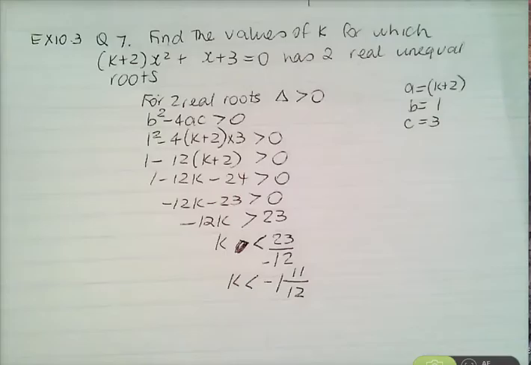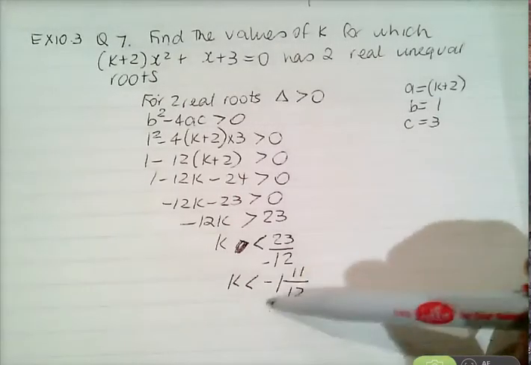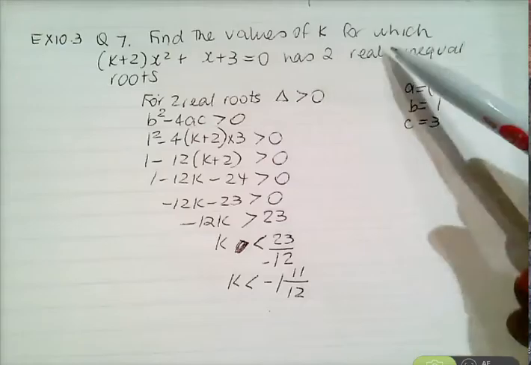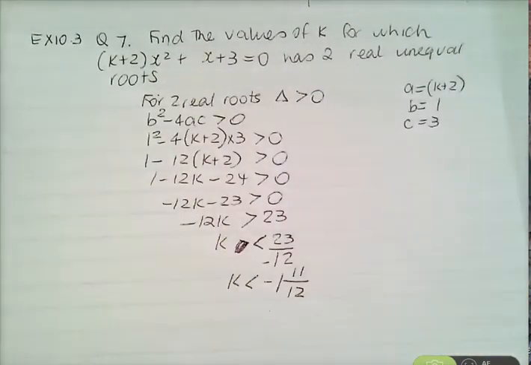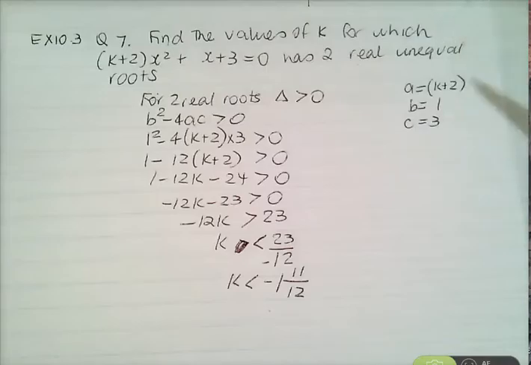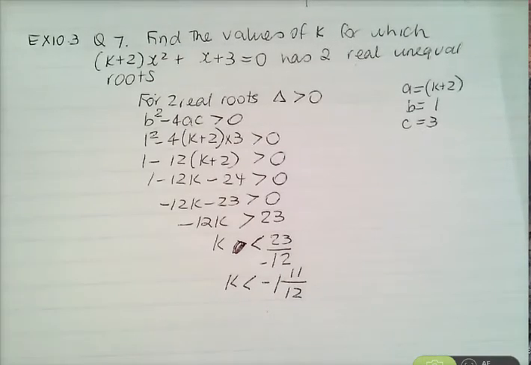So if I get a value of k that is less than -1 and 11/12, then my equation up here will have 2 real unequal roots. For example, if I chose something like k is -2, I should have 2 real unequal roots. Or k is -3, or k is -5. But if I chose something like k is 0, I will not have 2 real unequal roots. Okay? We'll go on to another question now.